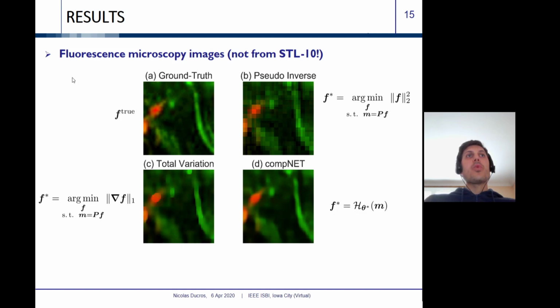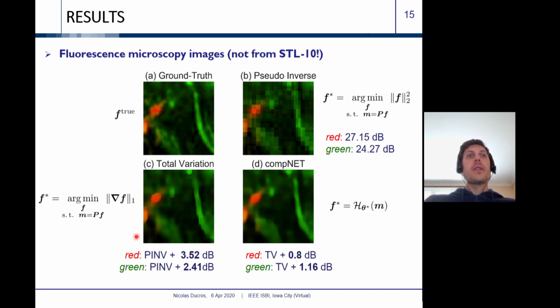We also tested the network that was trained using STL on fluorescence microscopy images not taken from STL. Here we have the ground truth image, the pseudo-inverse solution, the total variation solution, and the completion network. You can have a look at the visual differences between the solutions. In terms of PSNR, we have a huge improvement provided by the total variation solution, about 3 dB compared to the pseudo-inverse solution, and the completion network further improves this by about 1 dB. Another advantage of the completion network is that it can be computed in real time, which is not the case for the total variation solution.